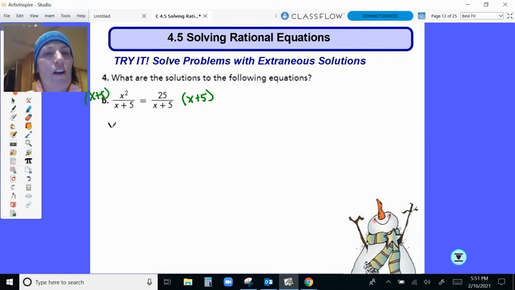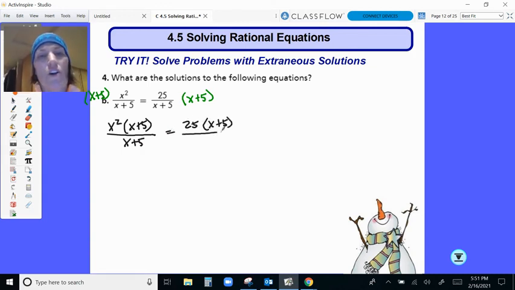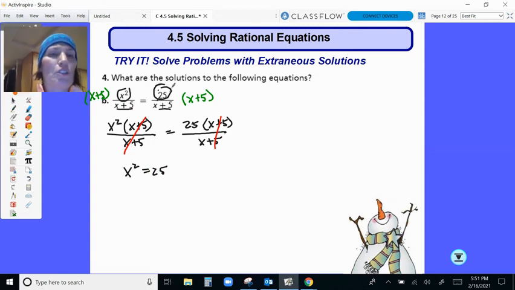If I go x squared times (x plus 5) over (x plus 5) equals 25 times (x plus 5) over (x plus 5). This will cancel the x plus 5s on both sides, right? So I have just x squared equals 25. So notice that when my denominators are equal, that means my numerators must be also equal. So you can just skip straight down to here to x squared equals 25, okay? It's a little trick you can notice.